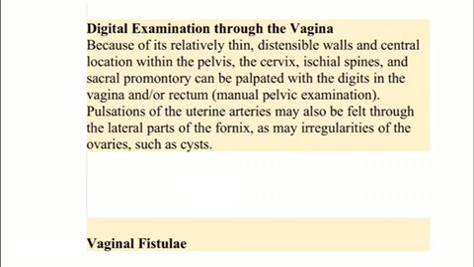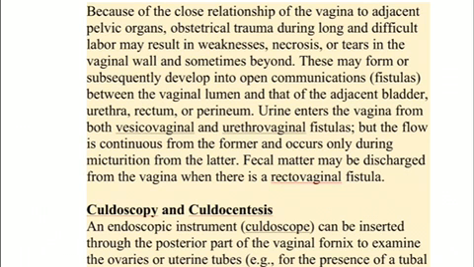I'm not so happy to talk about vaginal fistulae. Because of the close relationship of the vagina to adjacent pelvic organs, you can have obstetrical trauma, that's injury during childbirth. When you have long and difficult labor, the result is weaknesses, necrosis, or tears in the vaginal wall. This injury might even extend beyond the vagina.